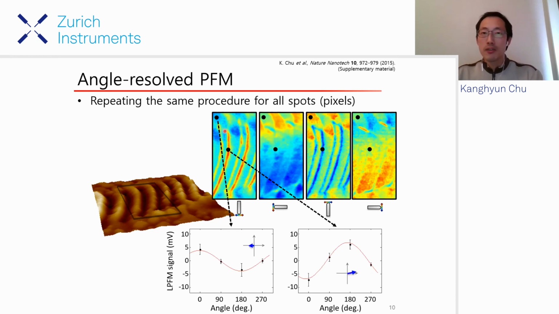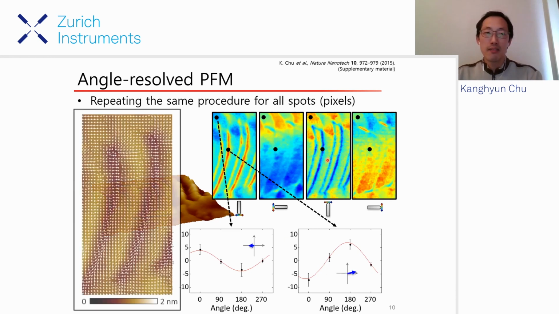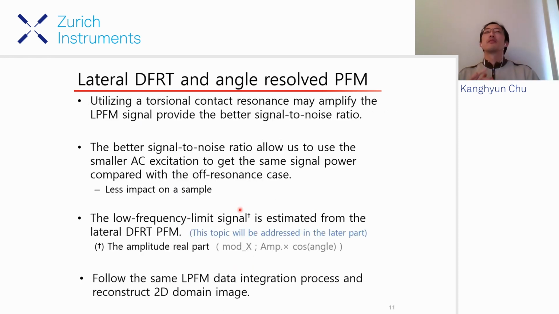And if we repeat all this procedure pixel to pixel, we can have this nice vector map of the surface of the in-plane piezo response. But this is done in the conventional lateral PFM, which works at the low frequency limit, like 100 kilohertz or 10 kilohertz. But we want to employ the dual frequency resonance tracking technique, because we can have a better signal to noise ratio.